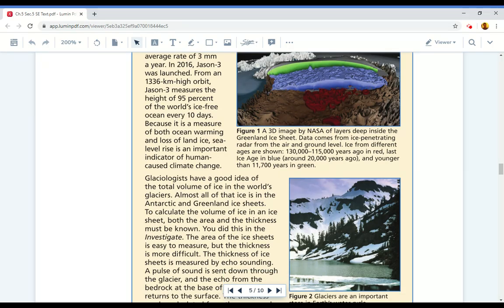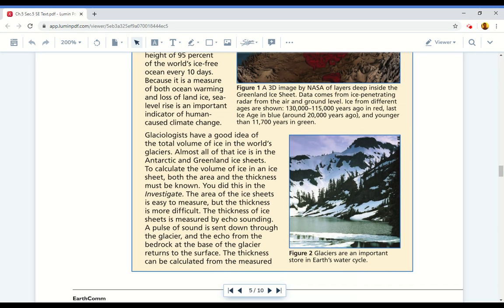In 2016, Jason 3 was launched. From a 1,336 kilometer high orbit, Jason 3 measures the height of 95% of the world's ice-free ocean every 10 days. Because it is a measure of both ocean warming and loss of land ice, sea level rise is an important indicator of human-caused climate change.